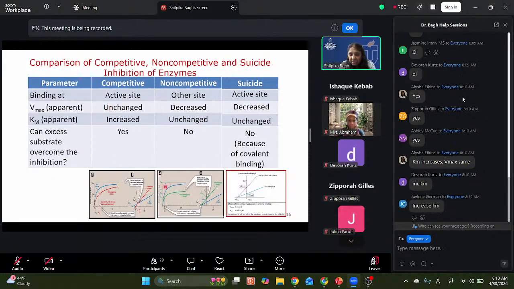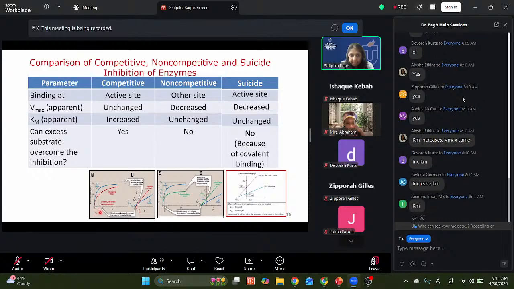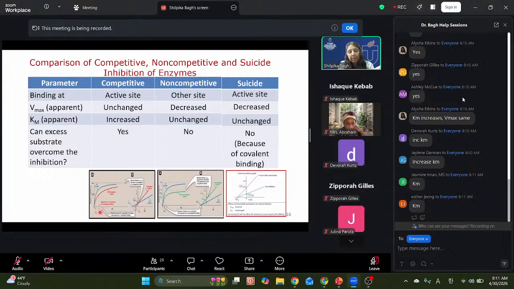How do you distinguish these two from the graphs, whether it's the double reciprocal plot or Lineweaver plot, which is linear? In the double reciprocal plot, see what is changed. What is increased here on the x-axis? Km. Is this competitive or non-competitive inhibition? Competitive.